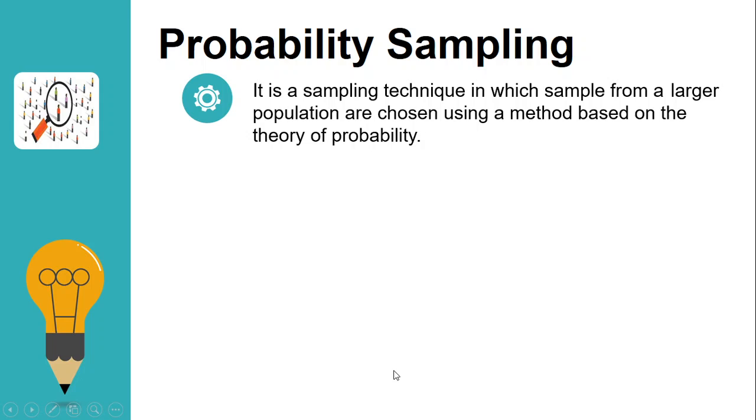It is a sampling technique in which samples from a larger population are chosen using a method based on the theory of probability. So probability sampling comes from the theory of probability. Probability theory is a branch of mathematics concerned with the analysis of random phenomena. Randomly we are choosing the sample.